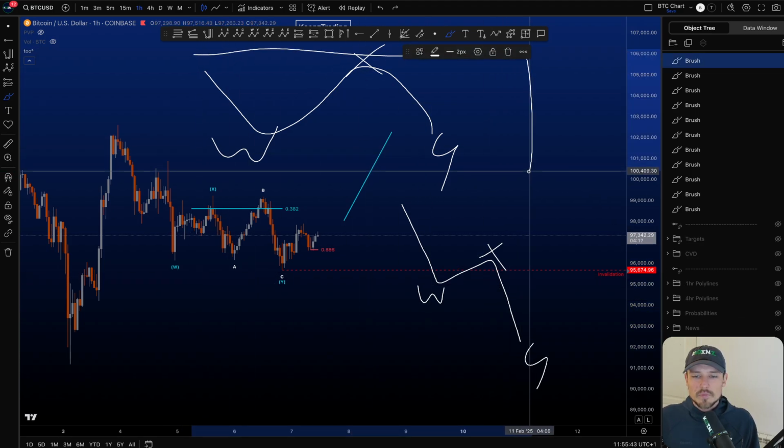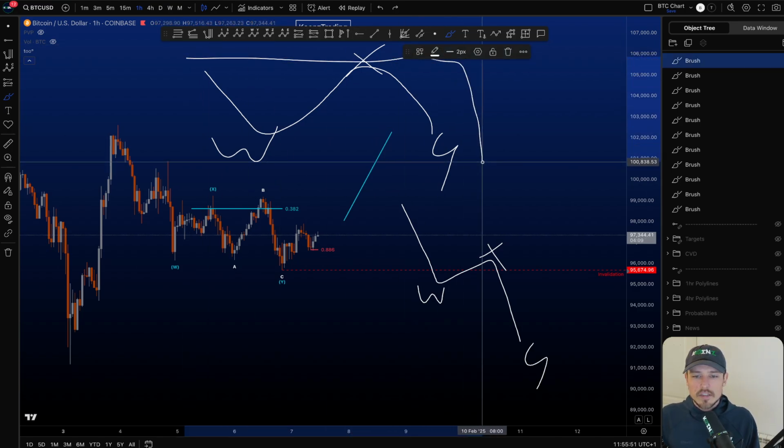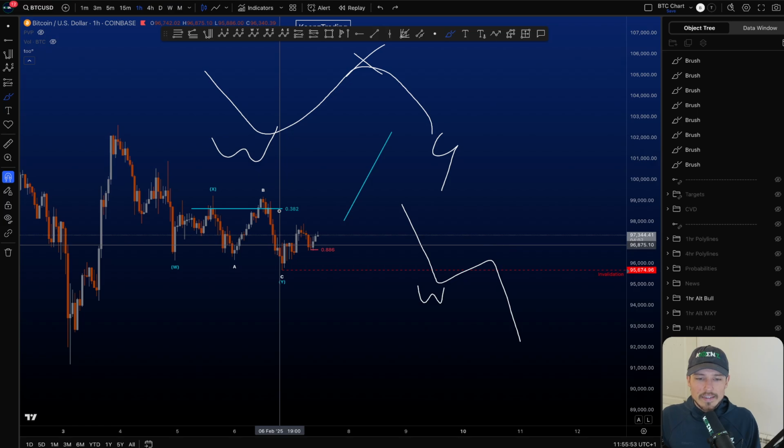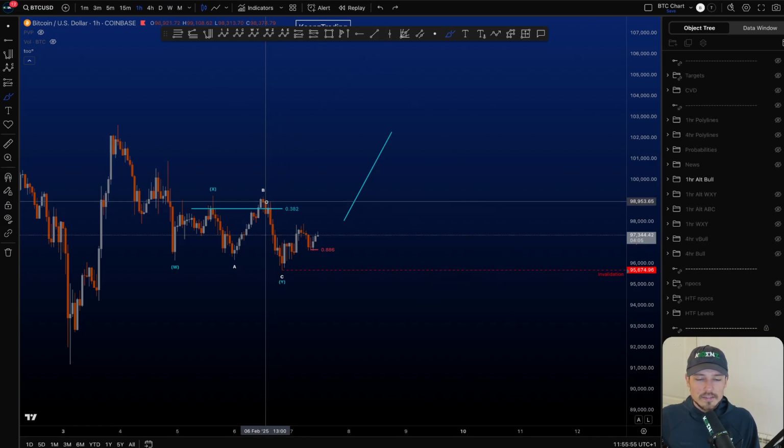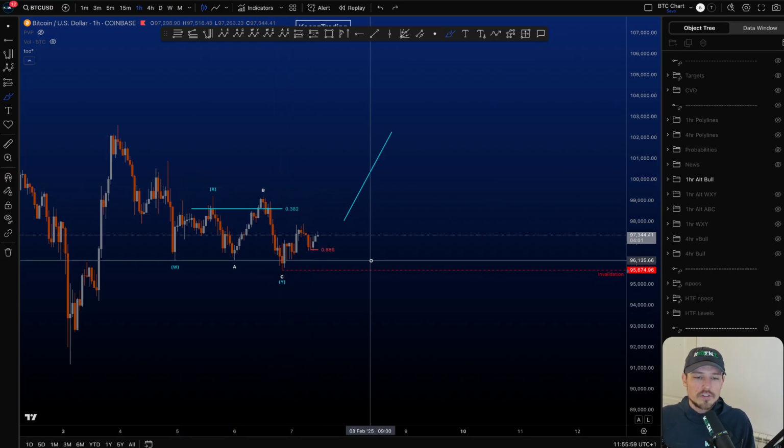In a sideways WXY, your wave X preferably retraces to at least the golden pocket, if not higher, to create a nice sideways movement. And that is clearly not the case in this scenario, as your wave X here only retraced to the 0.382, which gives higher probabilities to a double zigzag than a sideways structure.